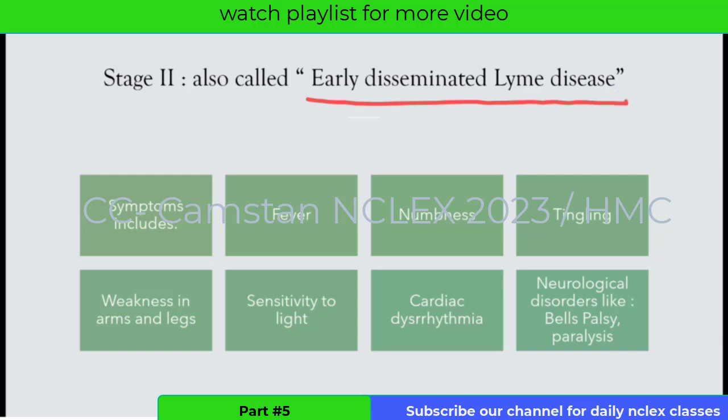If we talk about stage 2 of Lyme disease, in stage 2, bacteria have begun to spread throughout the body. The symptoms in stage 2 may include fever, numbness and tingling sensation, weakness in arms and legs, sensitivity to light, cardiac dysrhythmia, and neurological disorders like Bell's palsy or paralysis. In that stage, the bacteria have started to spread throughout the body. So these are the symptoms of stage second.